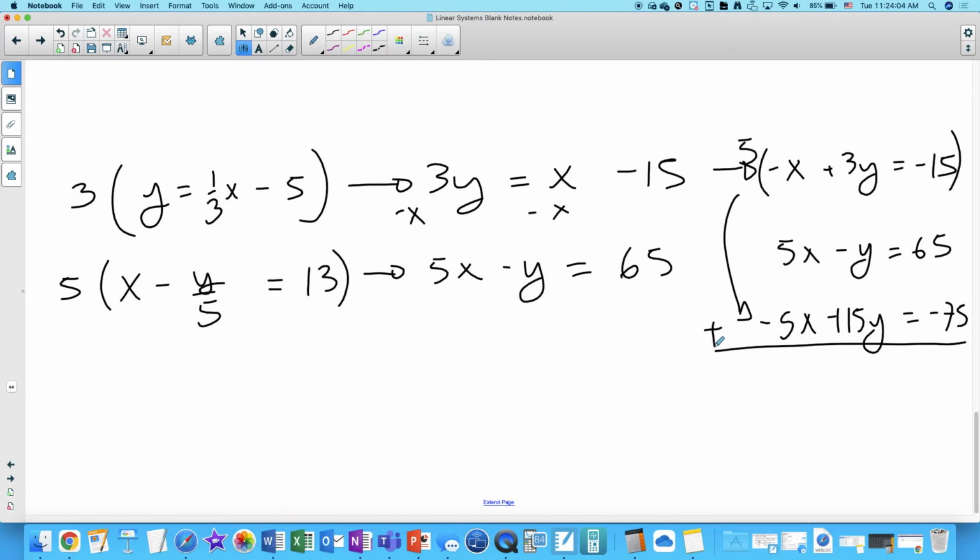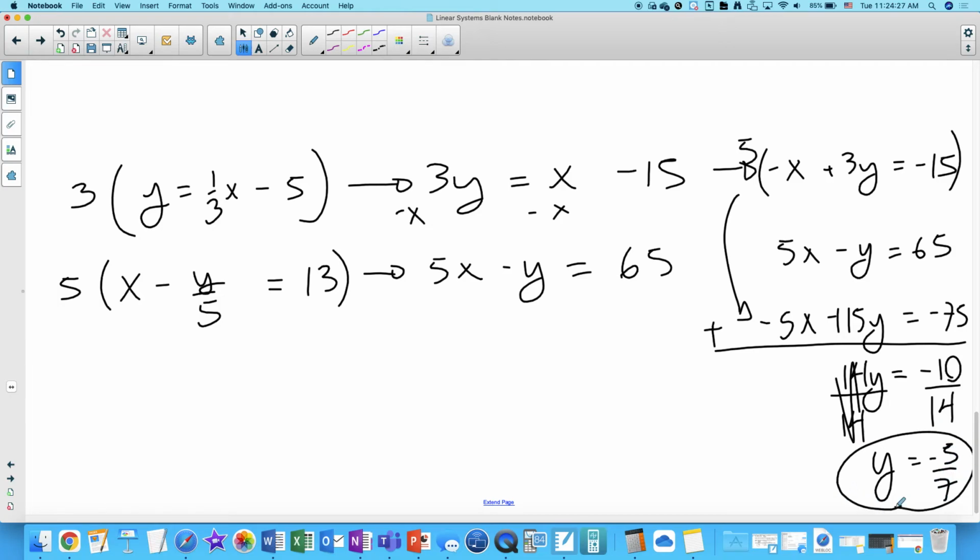So this becomes 0x, and then negative y plus 15y is 14y, equals 65 plus negative 75, which is negative 10. Is this what we got before? We did, right? It was negative 5 over 7. y equals negative 5 over 7. Whew. All right. Sometimes I get a little nervous with this unit because there's lots and lots of steps, and so there's lots of opportunities for careless errors. Okay, so we got y, and I'm not going to go through this whole piece, because we've seen it lots of times, but you could do the same thing with x.